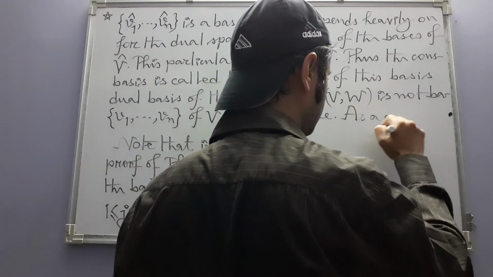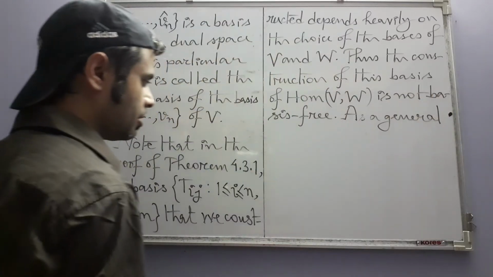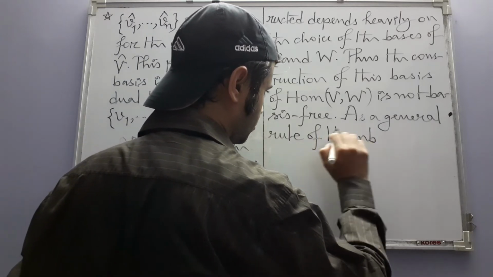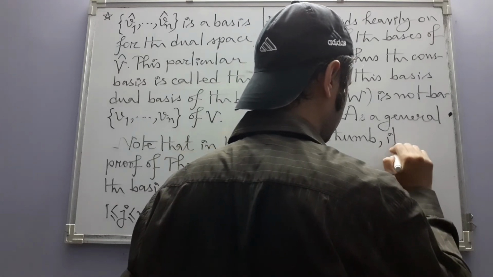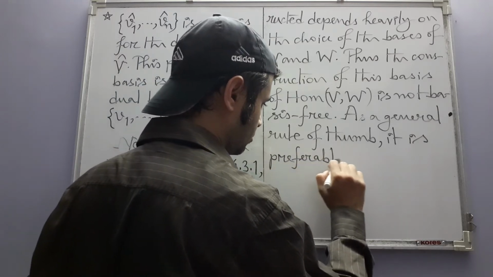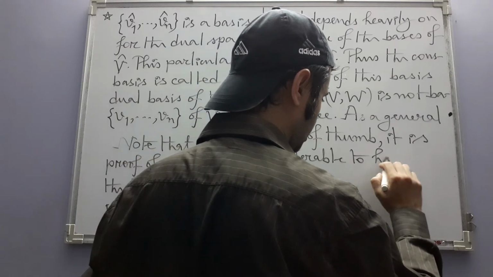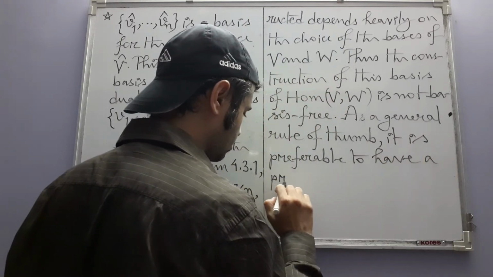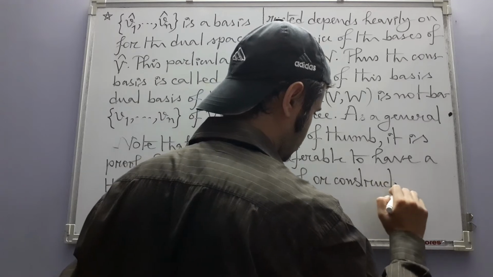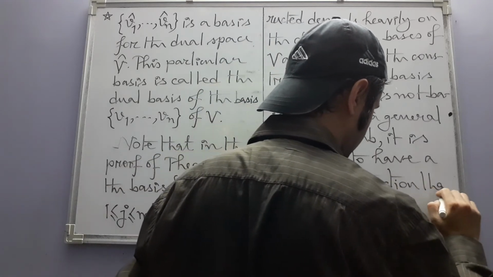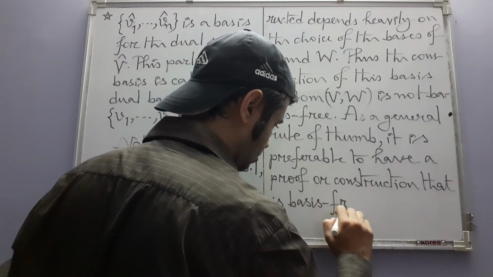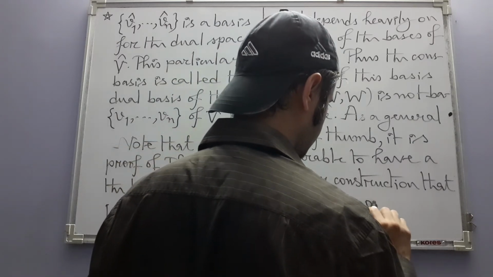As a general rule of thumb, it is preferable to have a proof or construction that is basis free or invariant.